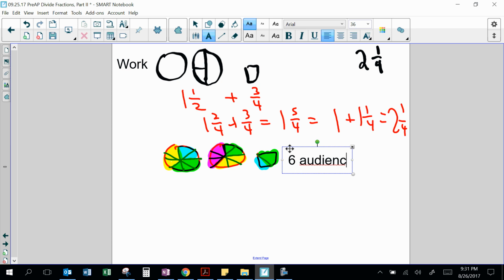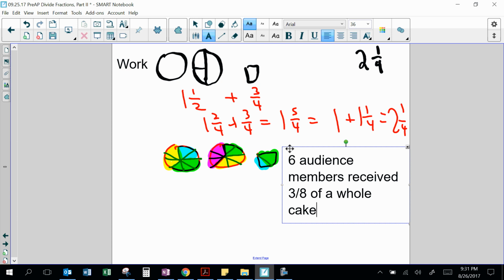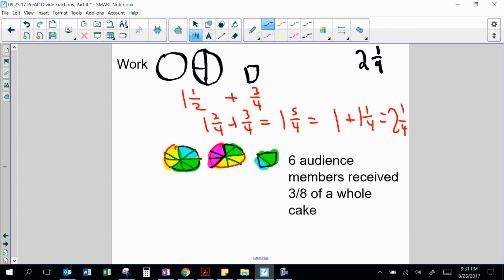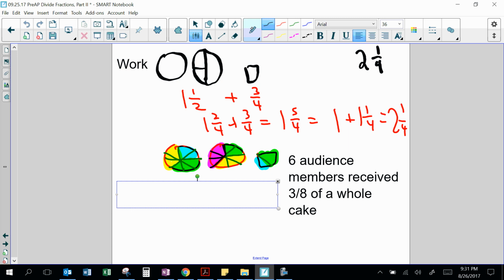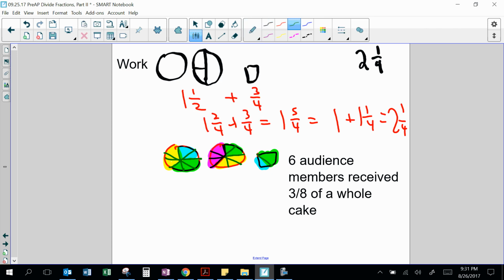6 audience members received 3/8 of a whole cake. Could I do this more mathematically with arithmetic? So we started with 2 and 1/4 cheesecake. We're dividing it into groups because each audience member got a partition group, a 3/8 slice.